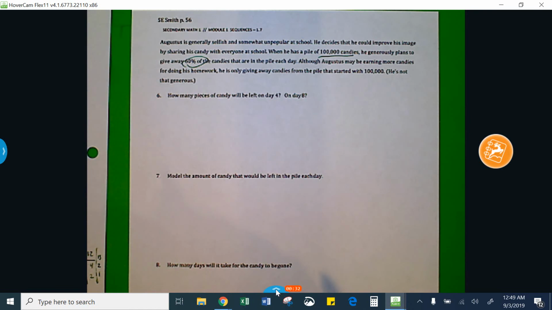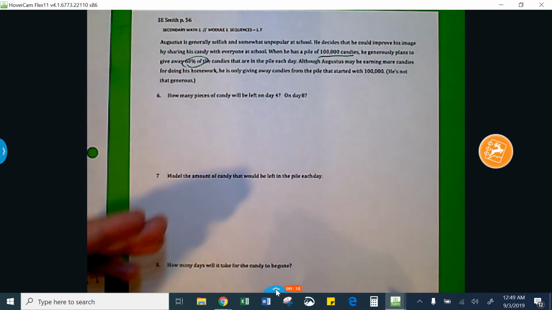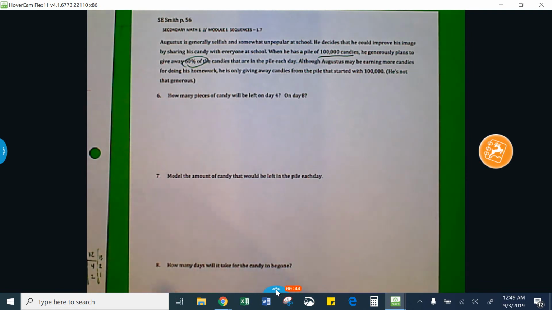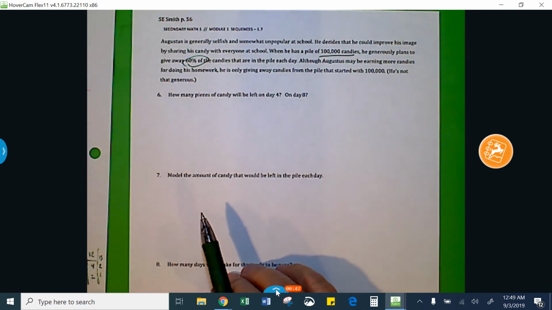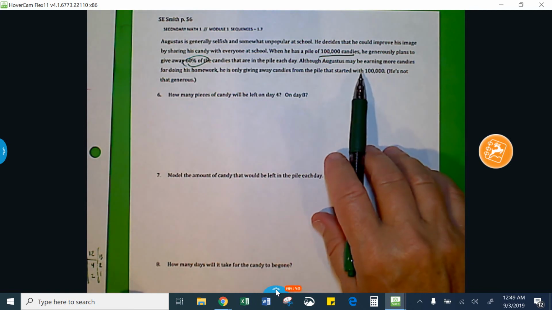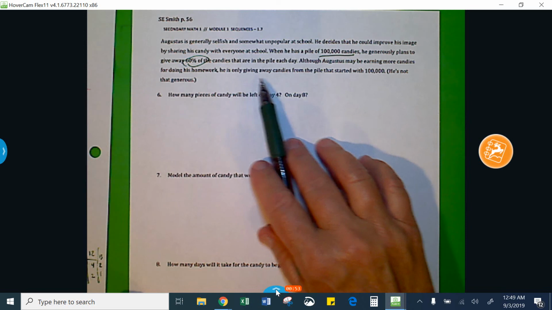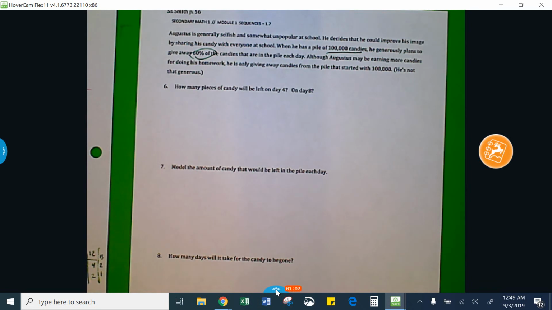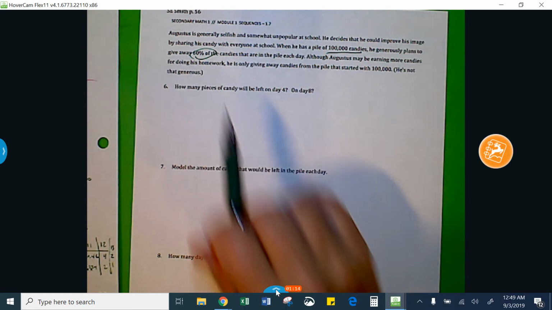So if he's giving away 60%, that means he's keeping 40% each day, right? So you need to think about those two things, and they'll come into play when we're putting together the formulas. And he's only going to start giving away candy when he has 100,000 to work with. So we don't need to concern ourselves with exactly what day that occurs. We're just going to say we're going to start a new sequence when we have 100,000, and we're going to start to decrease that by giving away 60% of it each day.